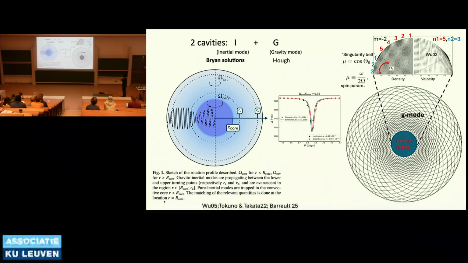And by the way, this is the pure inertial mode inside the convective core, which is usually described by two quantum numbers. And also the pure inertial modes have a singularity belt, which is along the direction described by the spin parameter here.